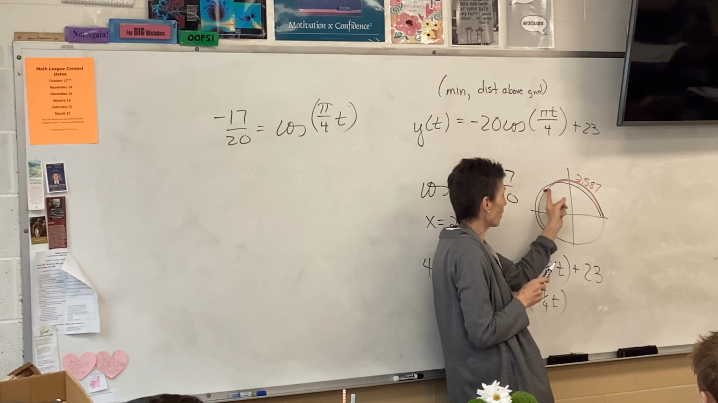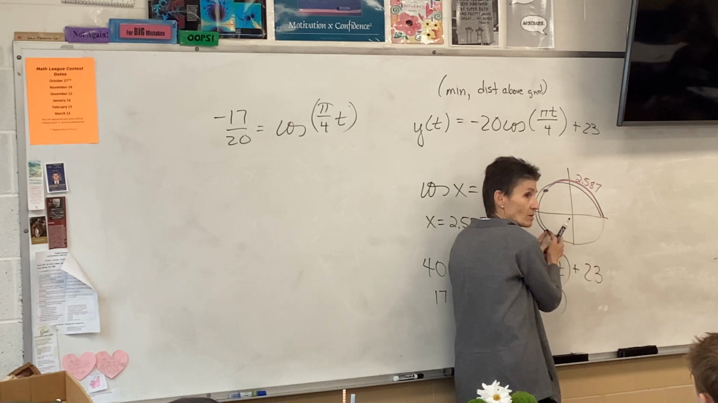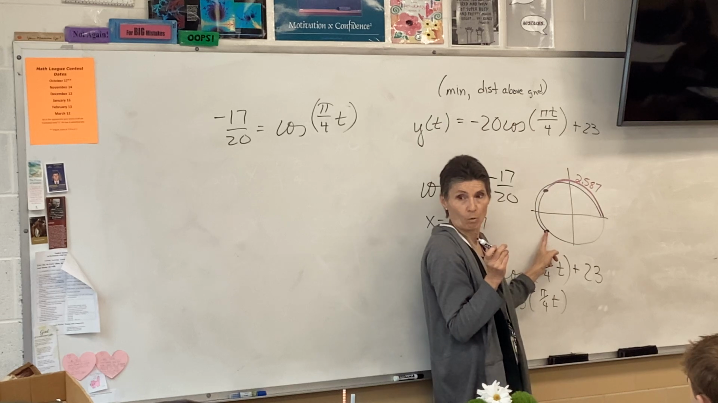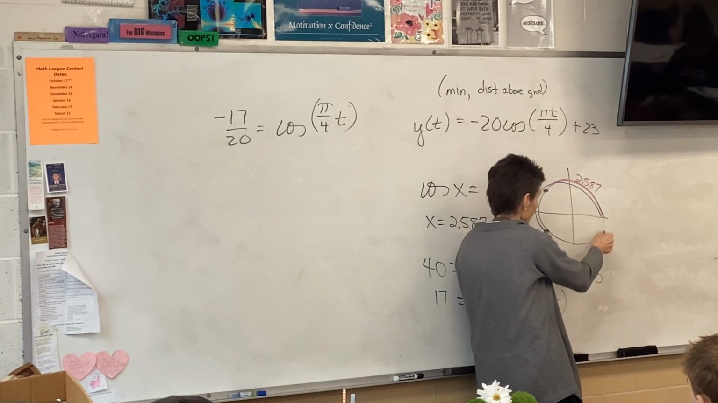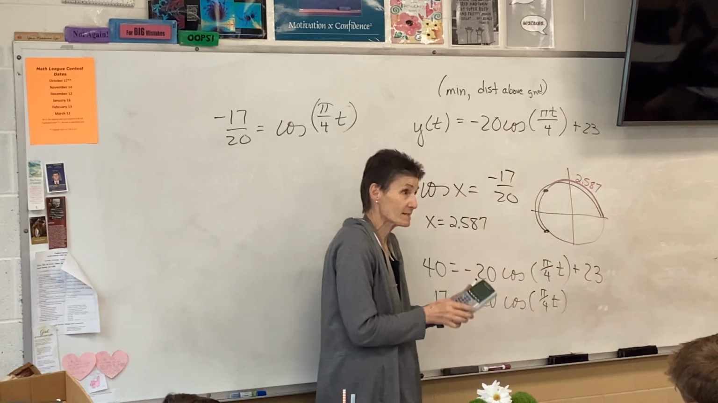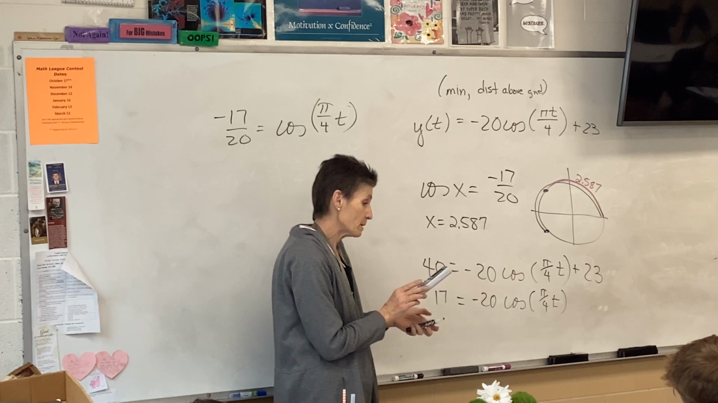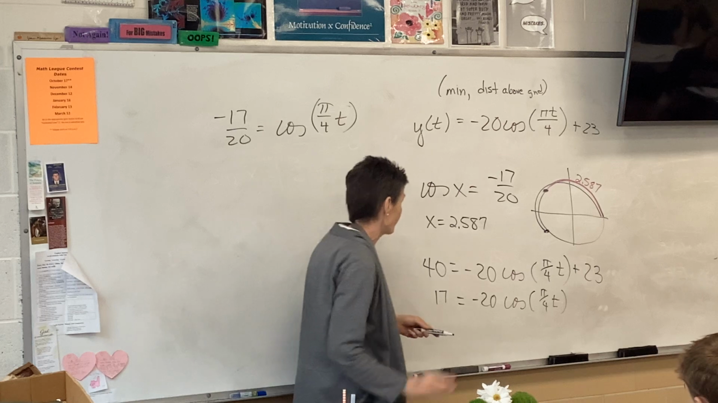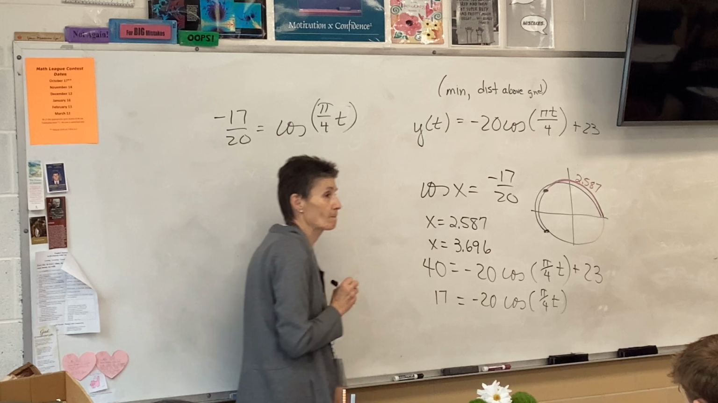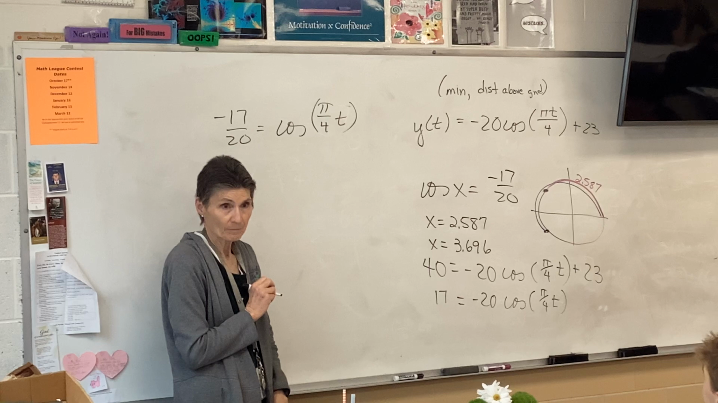This pink arc is 2.587. Would you agree this one right here is also the same? Isn't the blue thing that I'm looking for the entire circle except for this piece right here? So Julia's saying take 2 pi minus that, and we get 3.696. Would you agree with that?